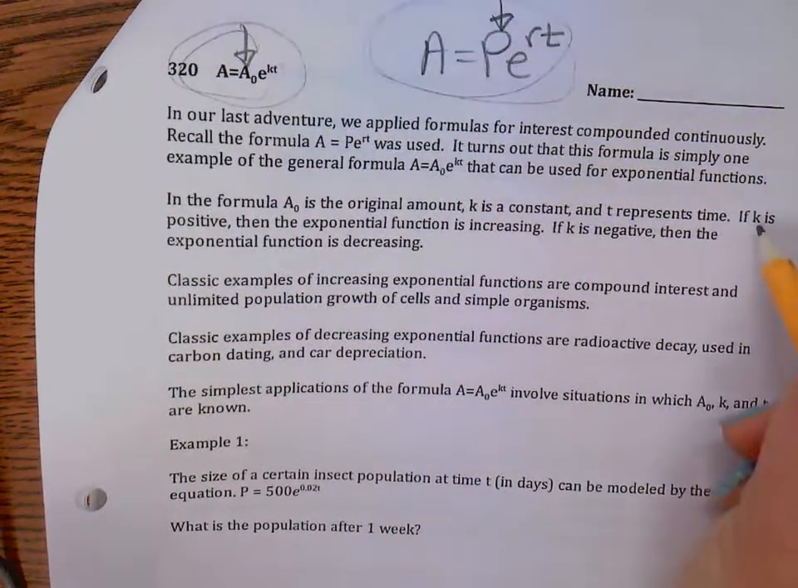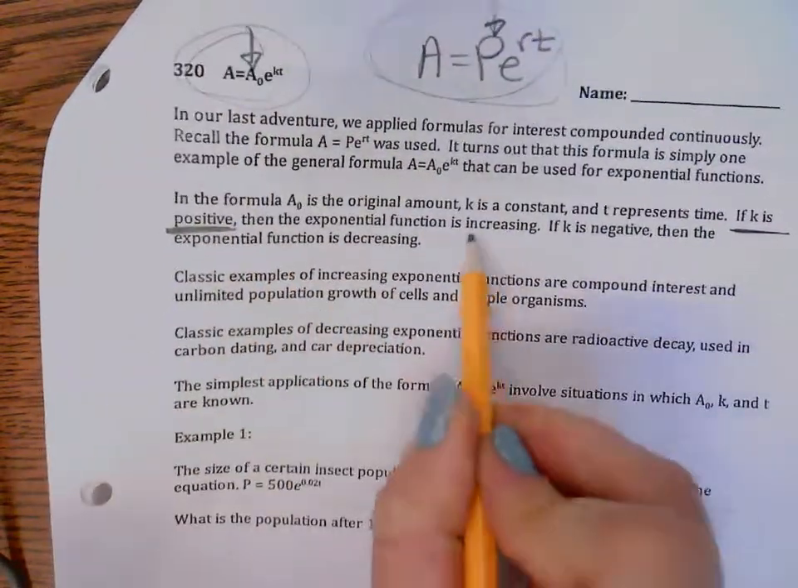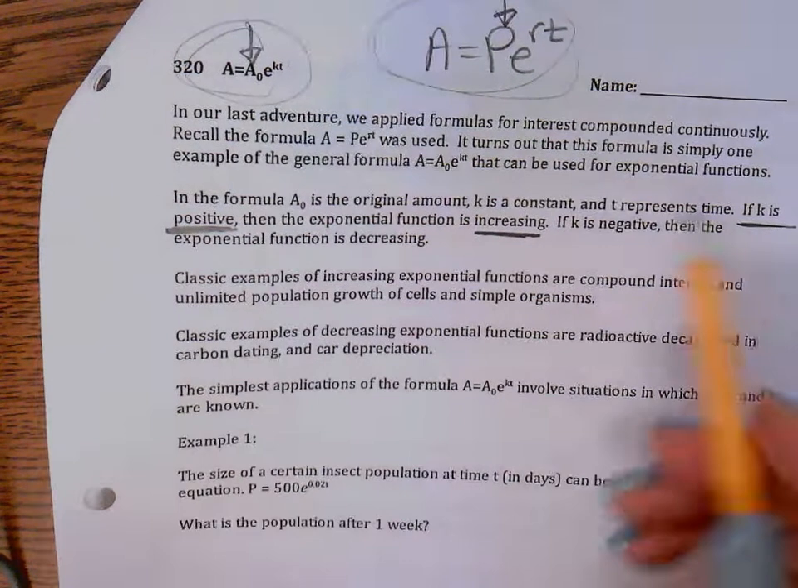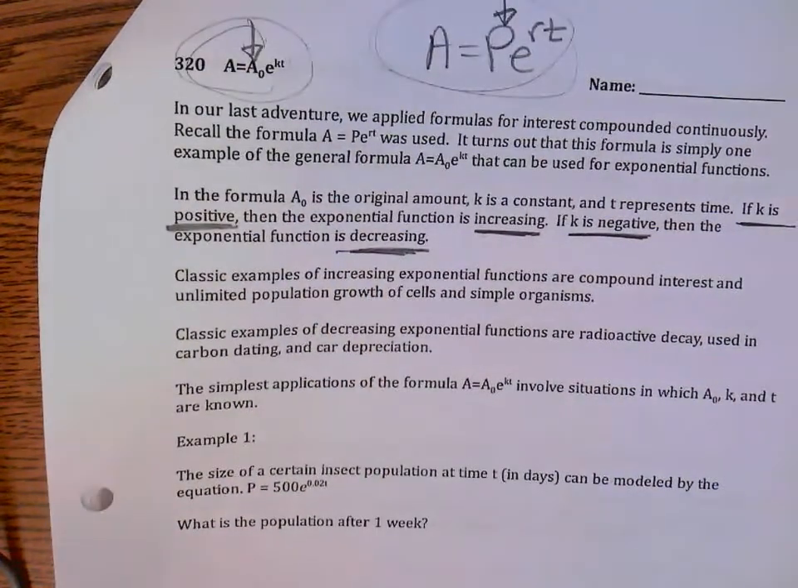Here's something that's important. If K is positive, right, it must be an increasing function. Bacteria growth, interest growing in a bank account. But if K is negative, right, the function is decreasing. So it could be population decay over time, or radioactive decay, or temperature cooling. So your K is going to be either positive or negative.